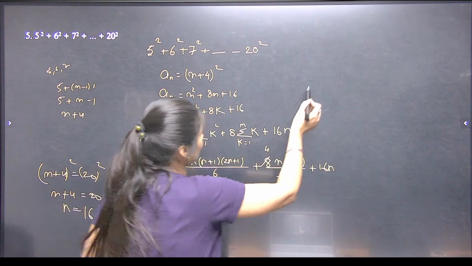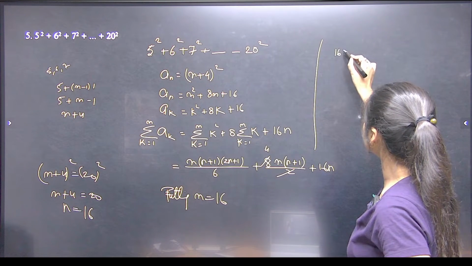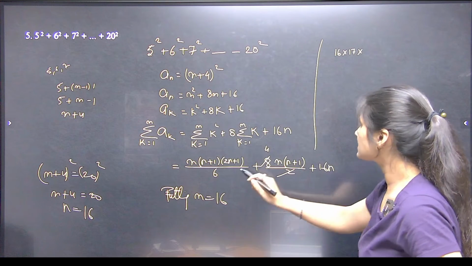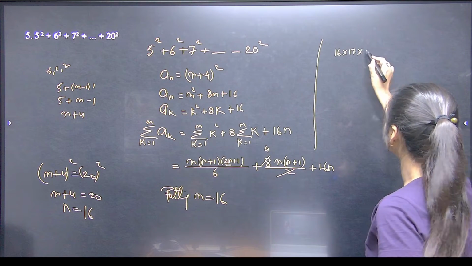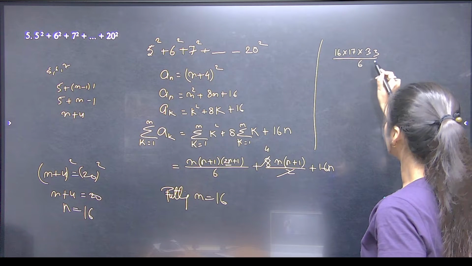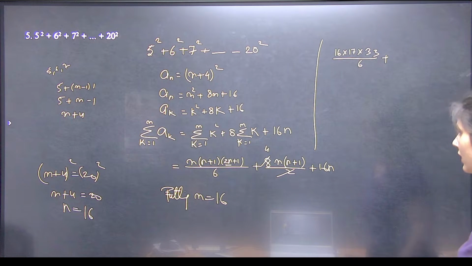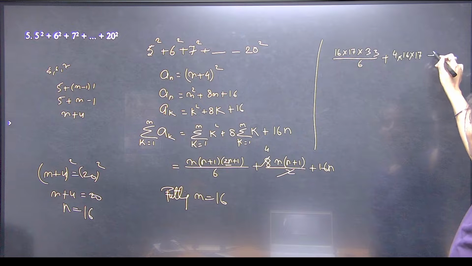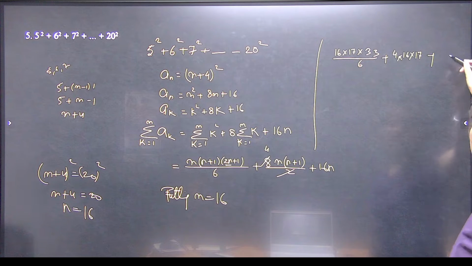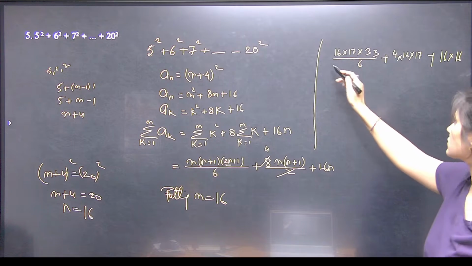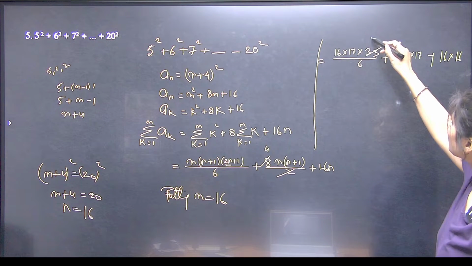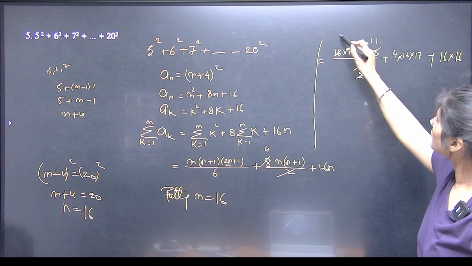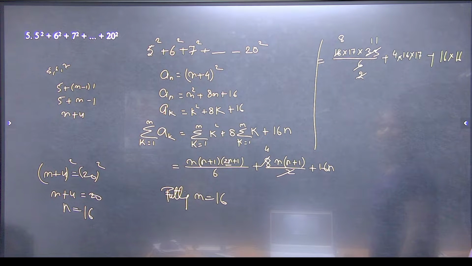So I'm solving it here. It is 16 plus 1, that is 17. Then 16 into 2 is 32, plus 1 is 33, by 6. Then we have n plus 1 and 8 into 16 into 17 by 2, plus then we have 16 into 16. Now we have to solve it and it will give the answer.